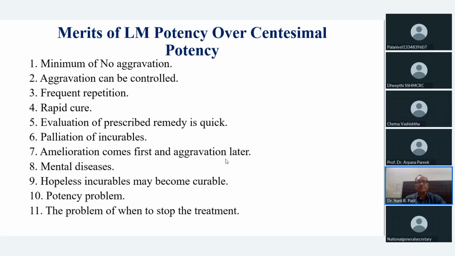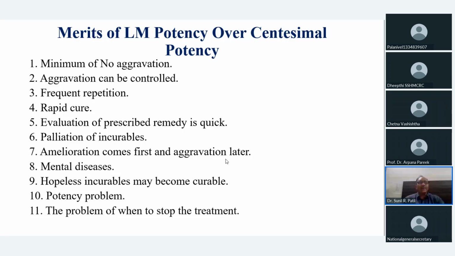Also the dose frequency can be regulated, so that aggravation can also be controlled and minimized. The larger part of the homeopathic aggravation does not exist with this new method of dynamization, unlike the common features of the centesimal scale. So here there is no aggravation. Absolutely, no aggravation occurs.